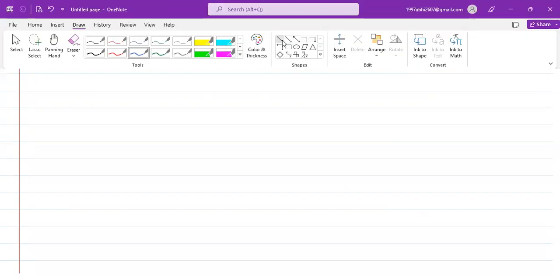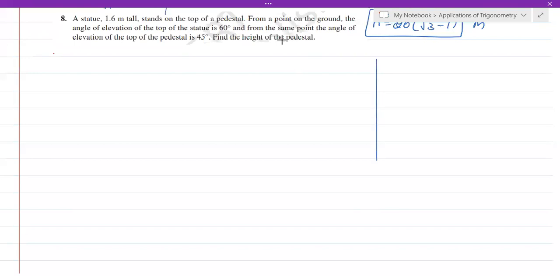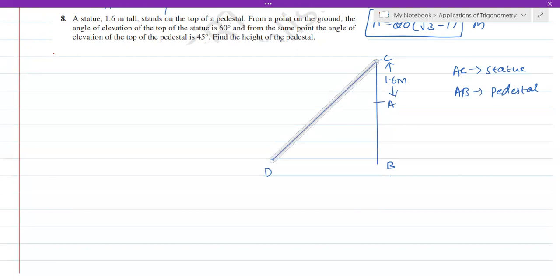Now, what we'll do is, let's take this. Let's say AB is the pedestal, and CA is the statue. The height of the statue is given as 1.6 meter. So here AC is the statue and AB is the pedestal. Now from a point on the ground, let's take D as the point on the ground. From this point on the ground, we are watching the top of the statue. Obviously, it is the angle of elevation.